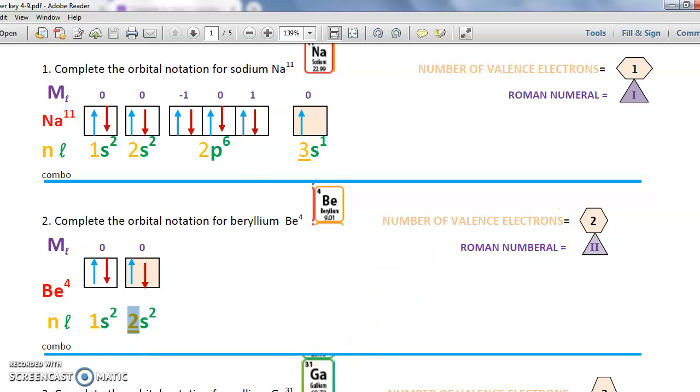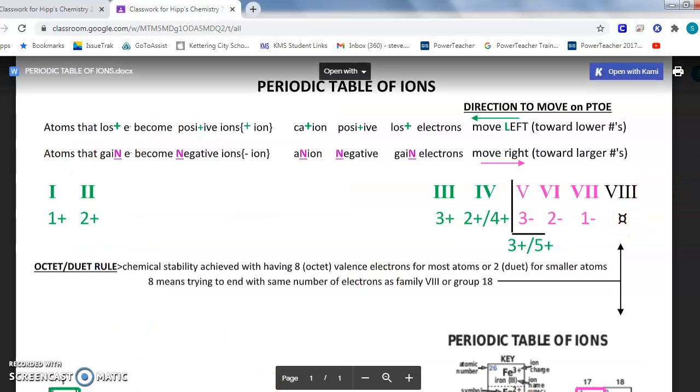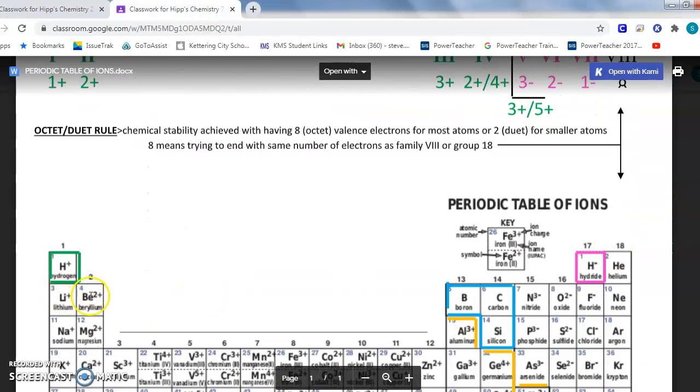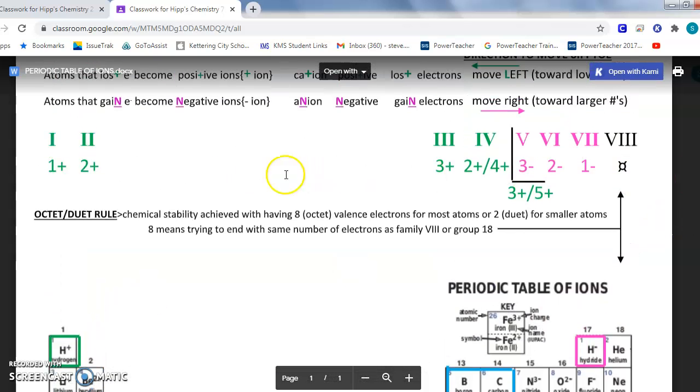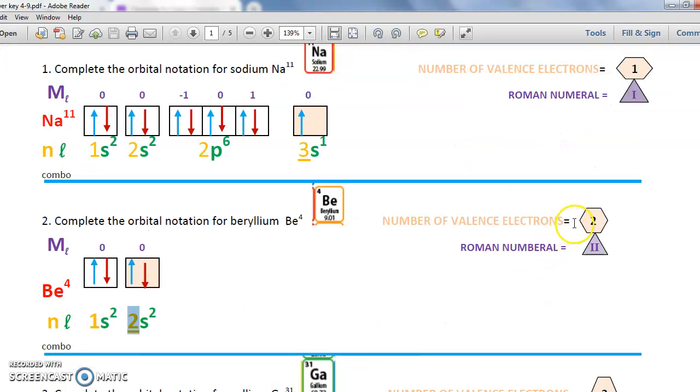We go to the periodic table of ions and find beryllium. Here's beryllium right here on the periodic table of ions. We go up to the top. There's a Roman 2 above the beryllium. Notice 2 valence electrons, Roman 2.